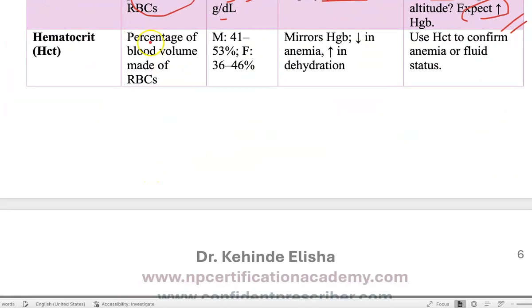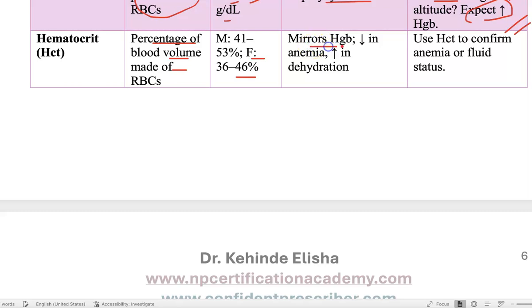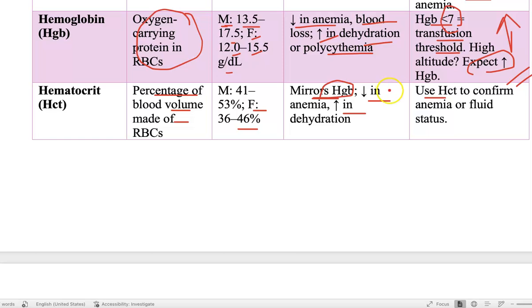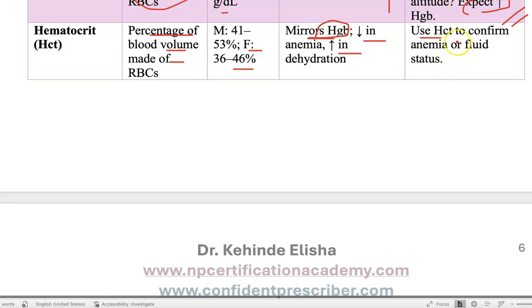What about hematocrit? Percentage of blood volume made of RBCs. Male 41 to 53%, female 36 to 46%. Mirrors hemoglobin: decrease in anemia, increase in dehydration. Mirrors hemoglobin means it just looks like it. Hematocrit, hemoglobin, they seem to be the same thing, right? Different tests, different ranges. But if it's down, it also means anemia. If it's high, it can also mean dehydration, which is very similar to what hemoglobin looks and sounds like too. So if you know one, you kind of know the other. You want to use hematocrit to confirm anemia or fluid status.